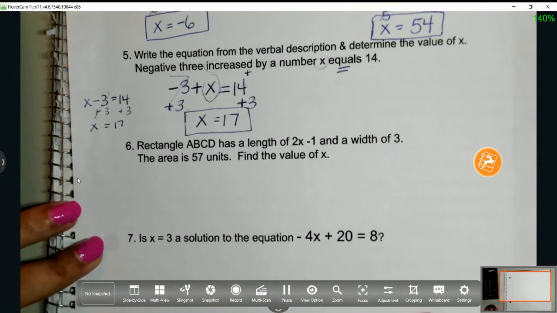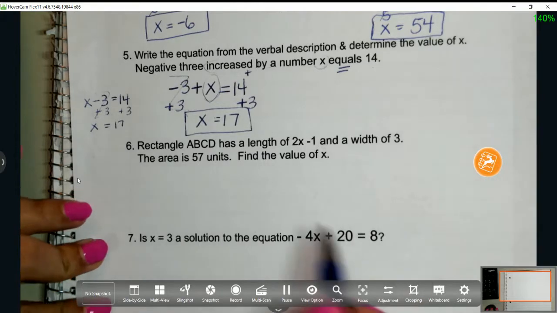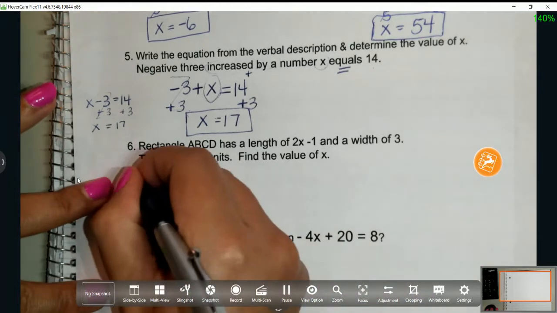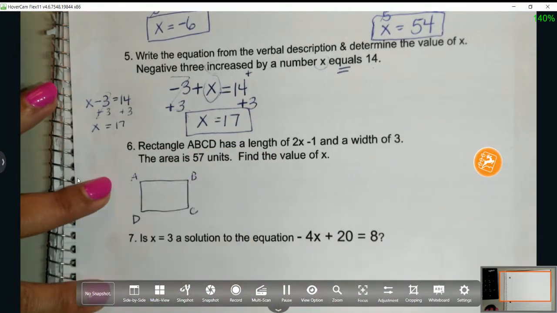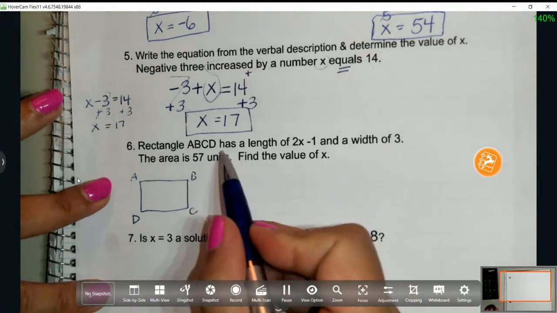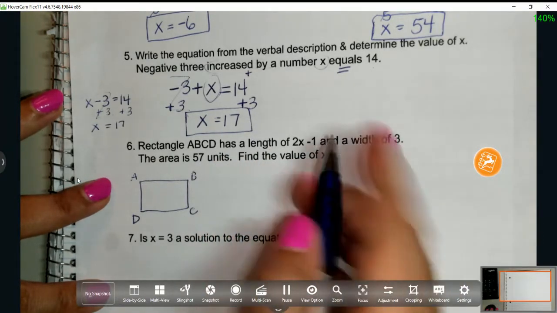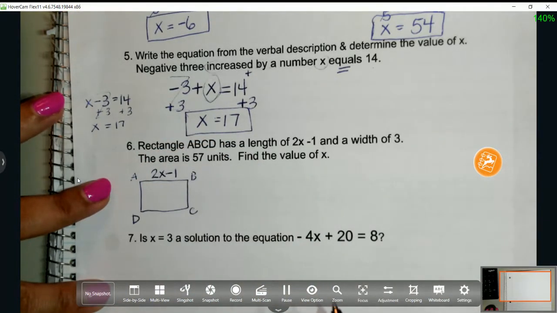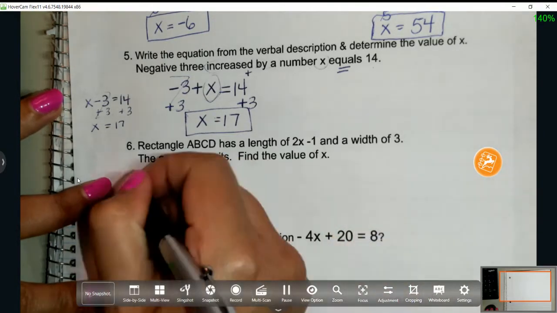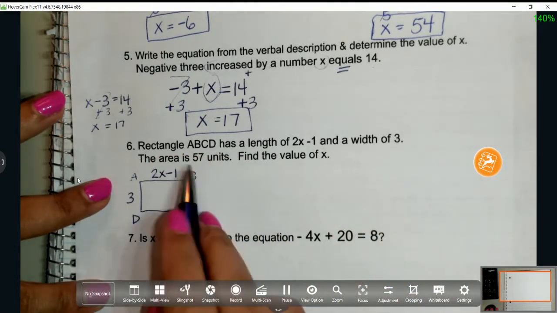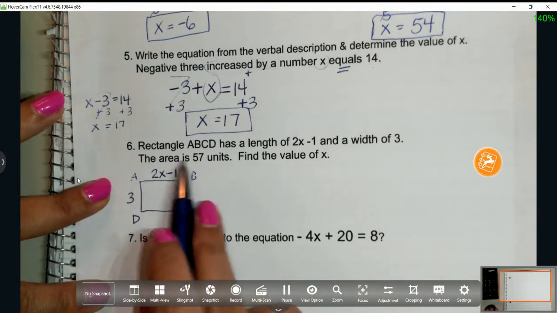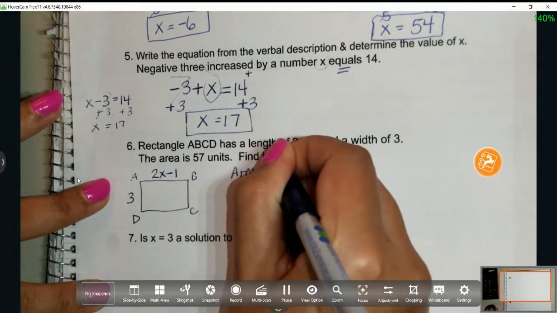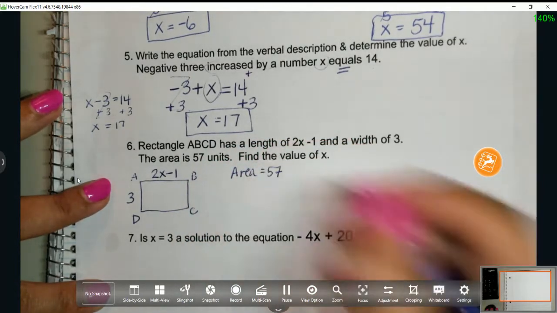Now for number 6, we have rectangle ABCD and then no picture. I don't even read on, guys. I stop. I'm like, all right, they didn't give me my rectangle, so I guess I have to draw it. So there's my rectangle. They tell us it has a length of 2x minus 1. And remember, you can't mess it up. Just pick a side to be length and one to be width. And a width of 3, so I'm going to put my 3 here. The area is 57 units. Find the value of x.